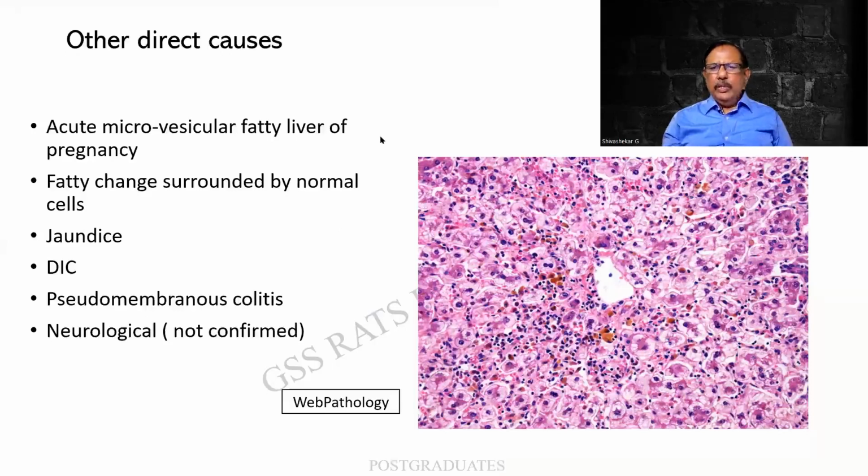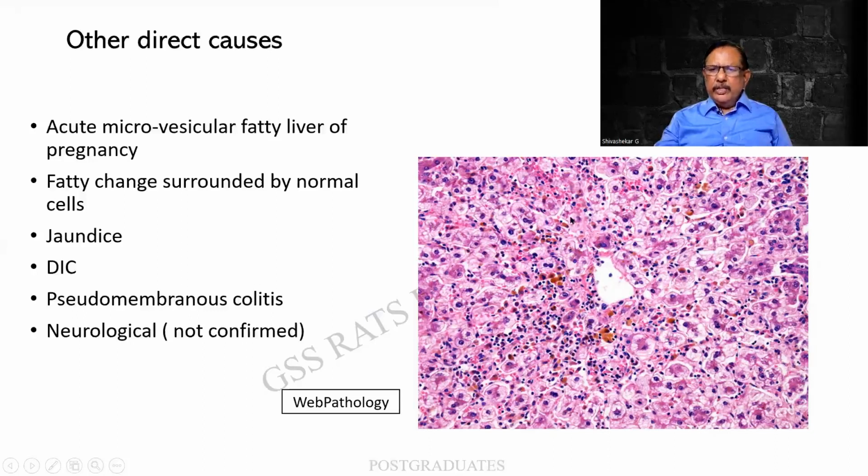Other direct causes. What are the other organs which can be affected? This is one. I hope you people are able to identify the central vein of the liver, and there are some pale cells over here which are having multiple vacuoles. Microvesicular fatty liver of pregnancy. And the fatty change is surrounded by the normal ones. In some areas, I am able to see the normal hepatocytes.